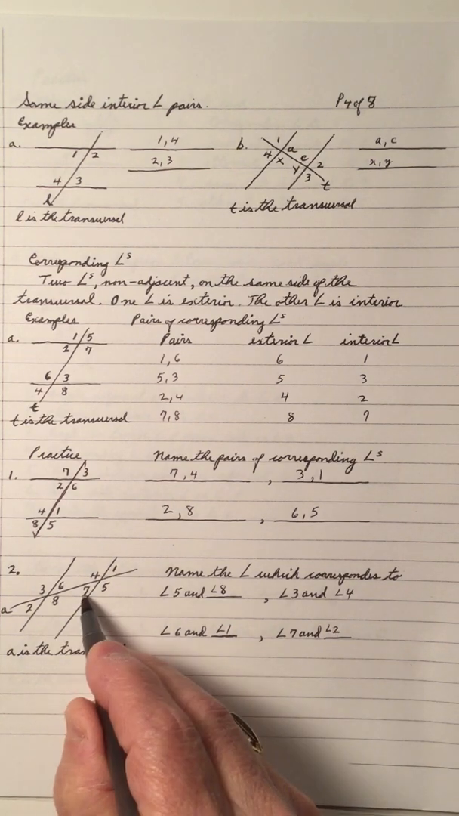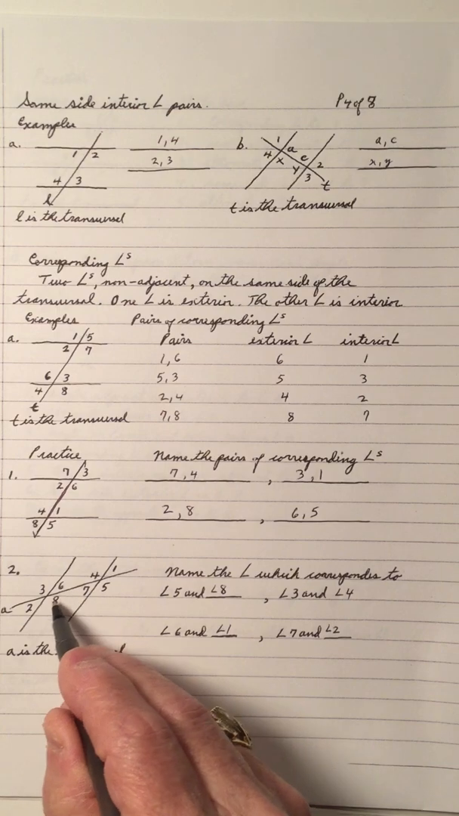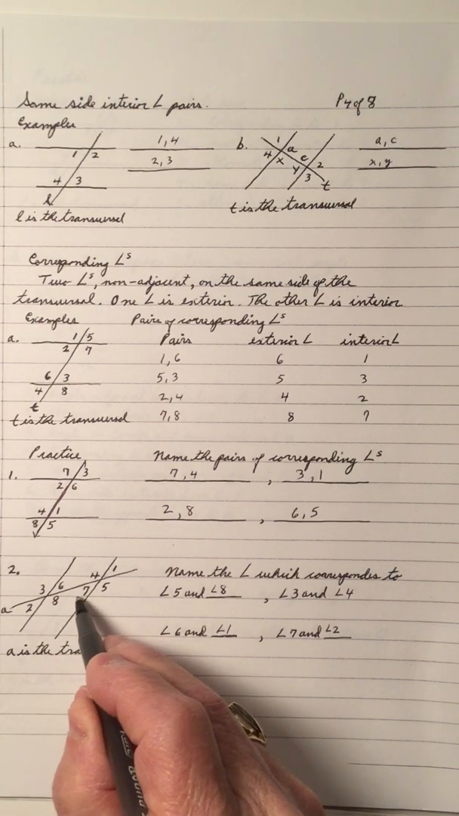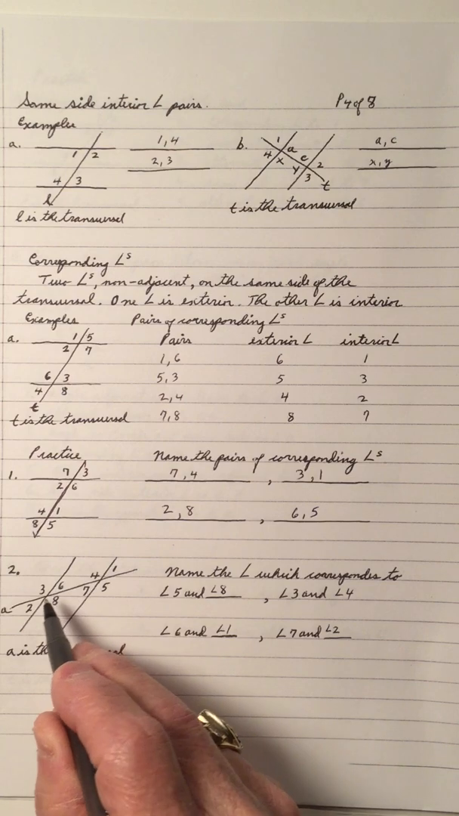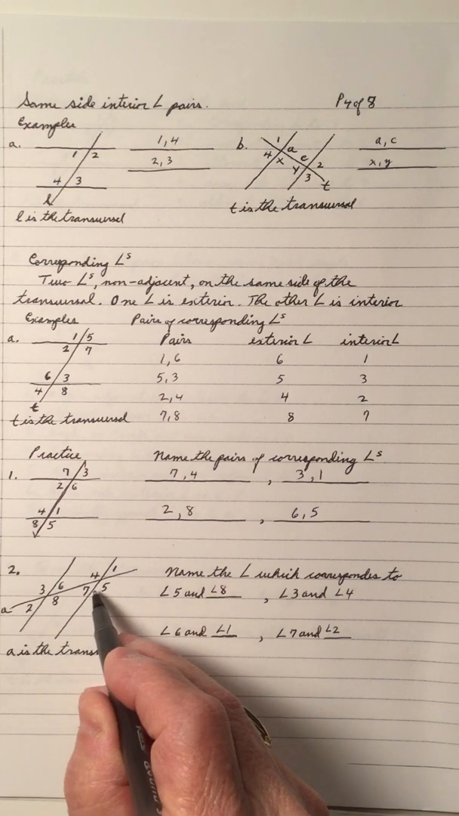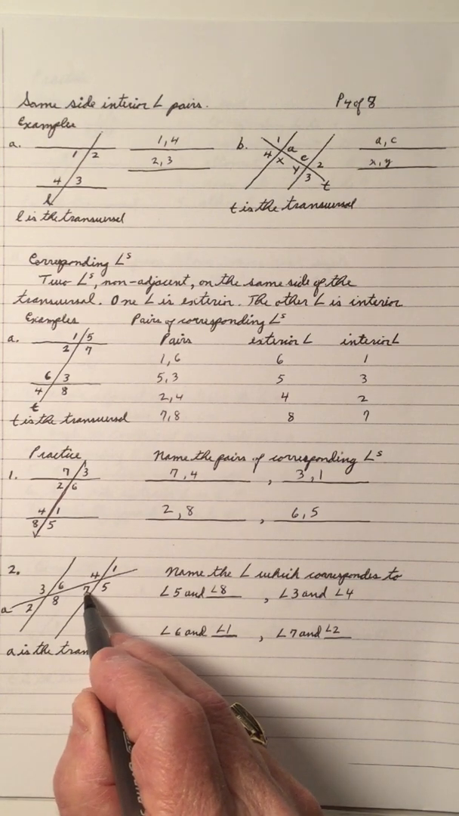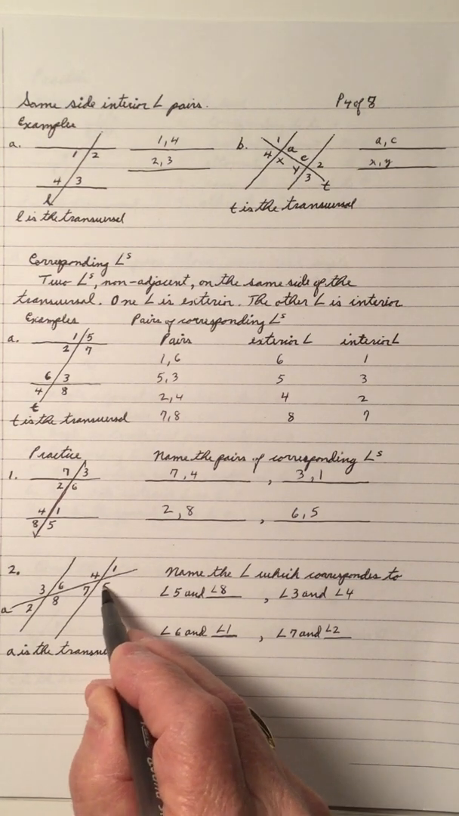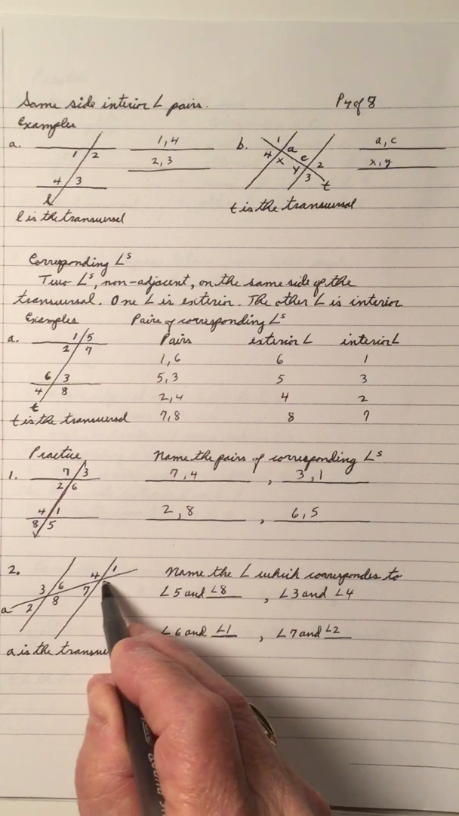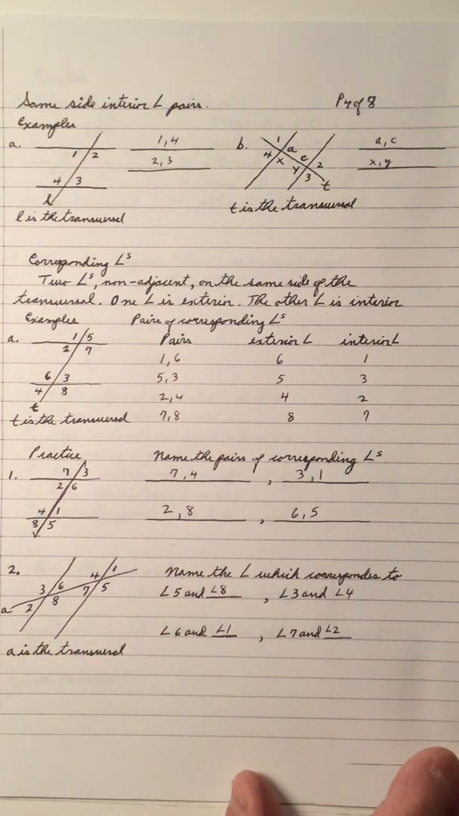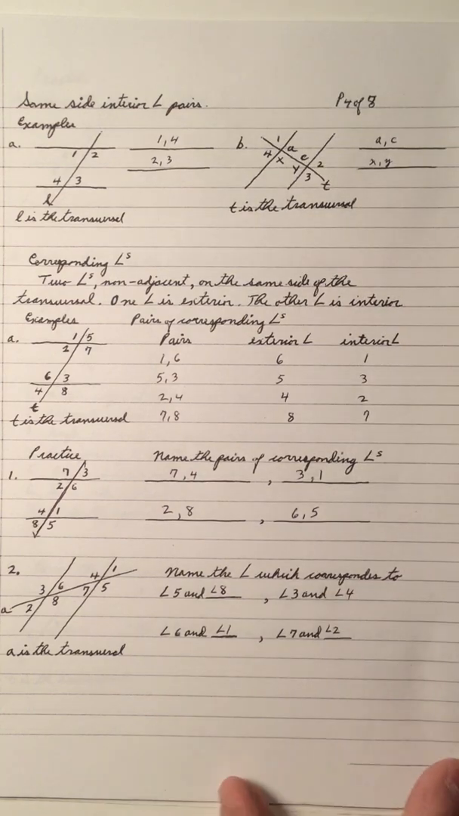And you can't pick these two because they're both interiors. And you can't pick 5 because they're adjacent. So one is exterior, one is interior, and it's got to be on the same side. But again, that's interior, exterior, but they're adjacent. You can't pick those. They form 180 degrees. So it has to be 7 and 2. So that's the corresponding angles.